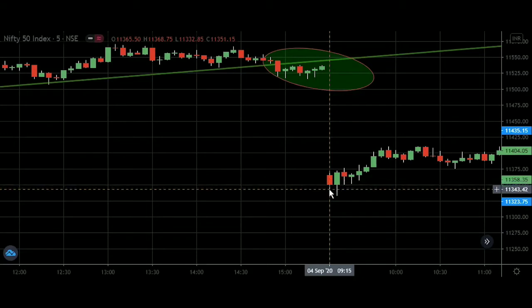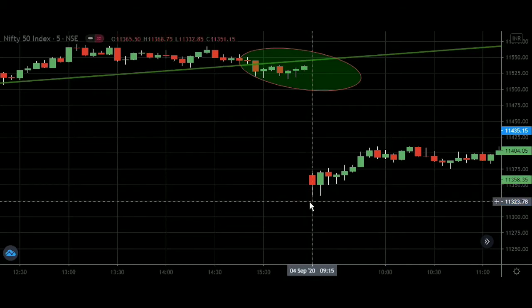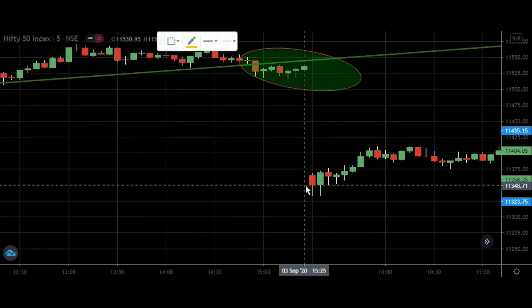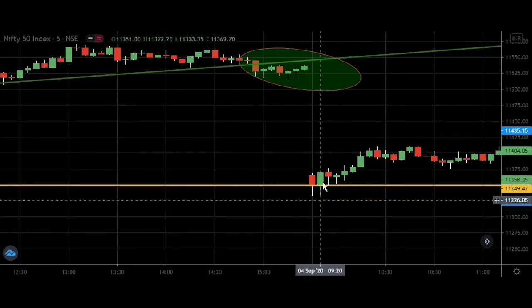And yes, I took another position also. Let me show you. I squared off here, my friend. I squared my position around this level, that is 11,350. I squared up around this level, 11,350.